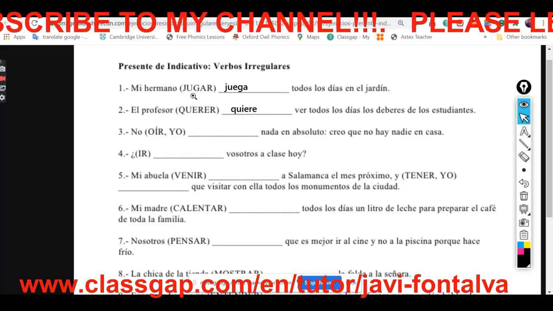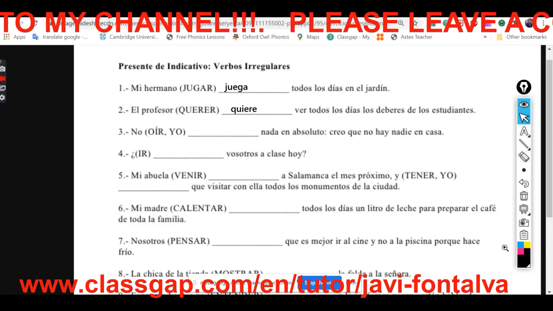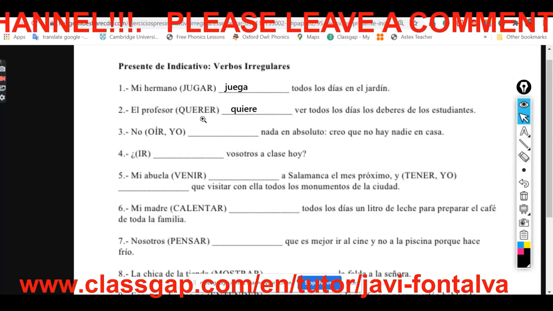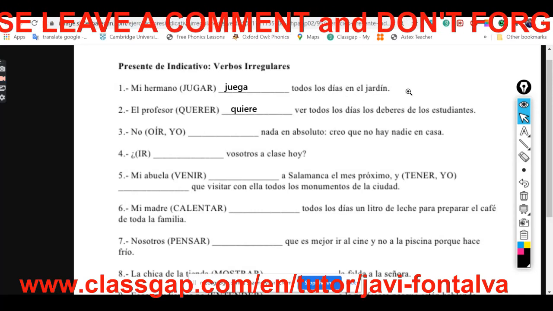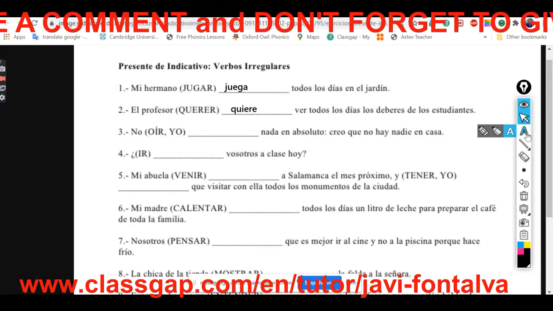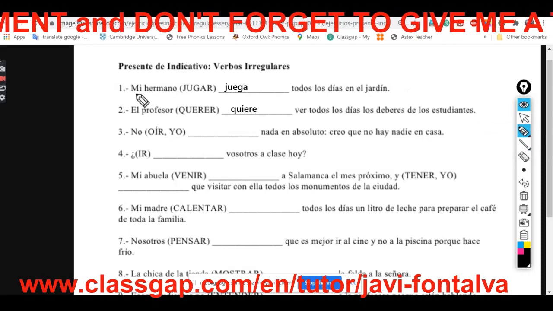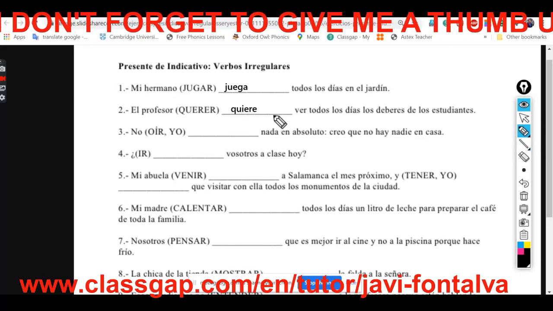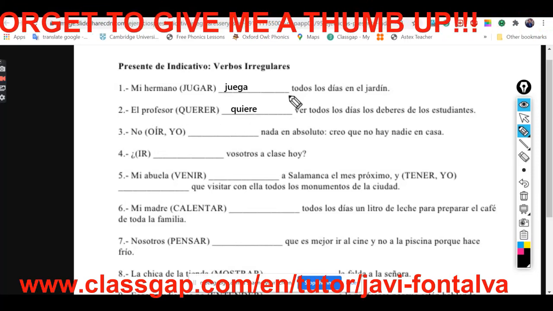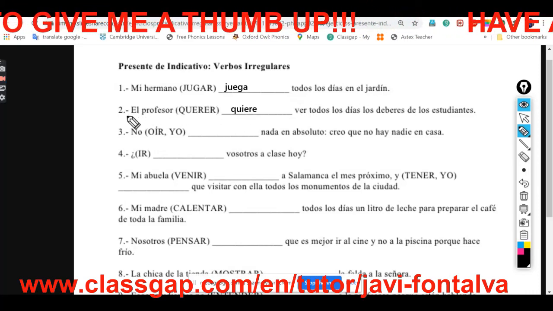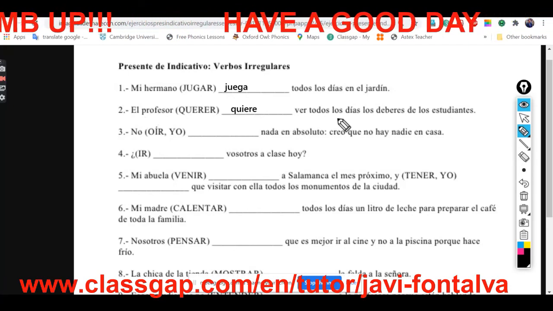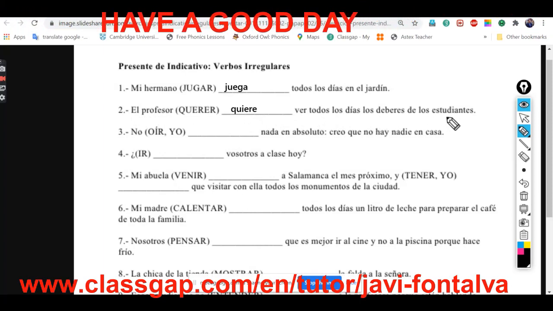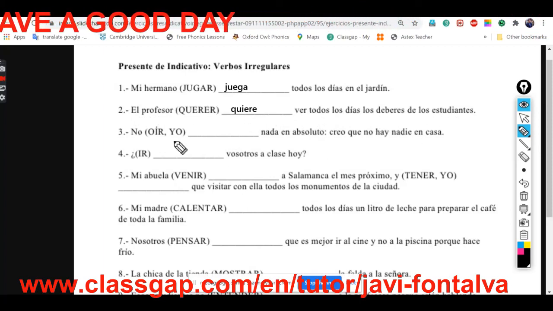So, number one, what does this mean? Mi hermano juega todos los días en el jardín. My brother plays every day in the garden. Okay, number 2, John, go ahead. The professor wants to see every day the homework of the students. There you are. Okay, we're going to skip number 3 and number 4 for the time being.